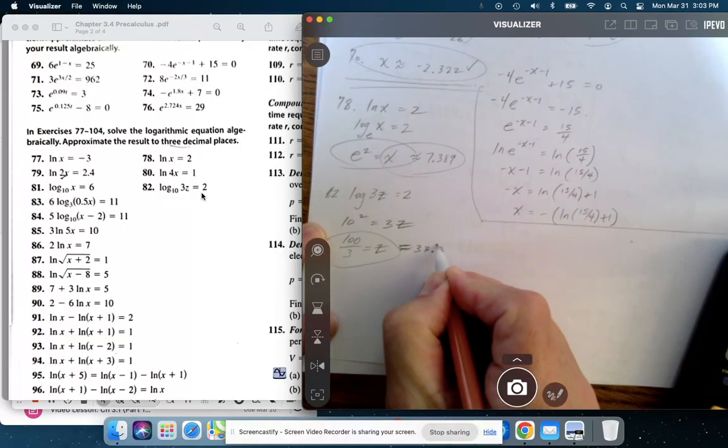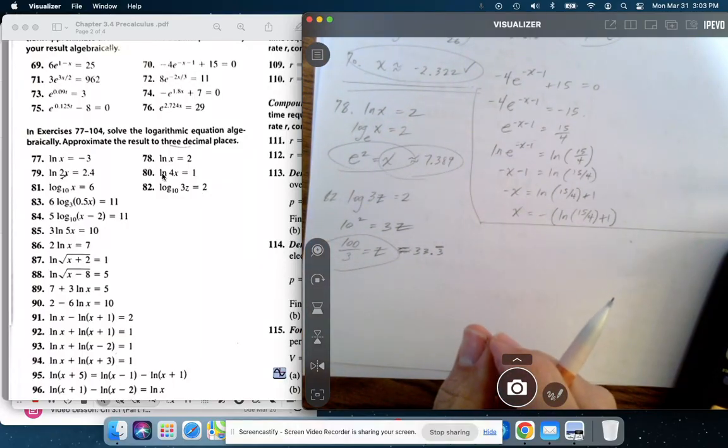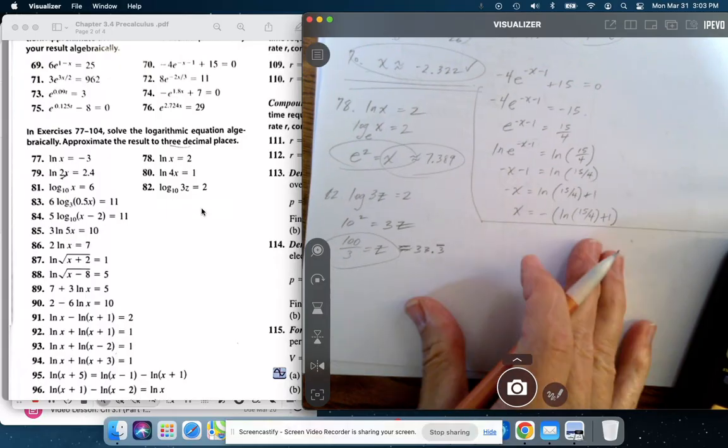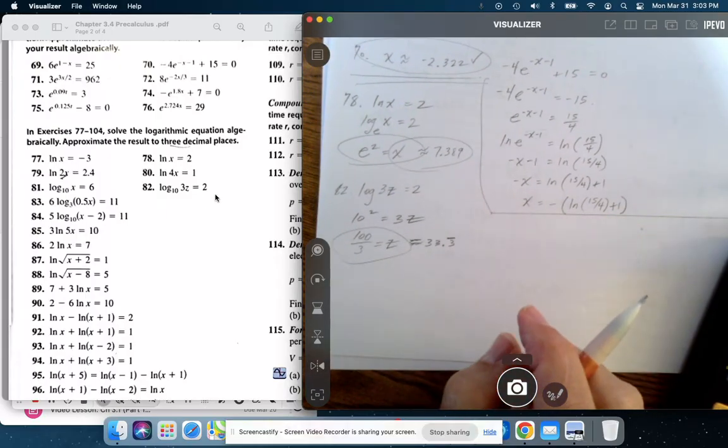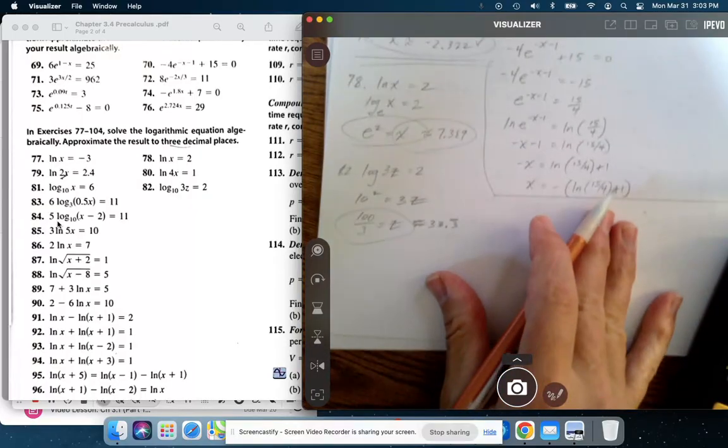So it's exactly 33.3 repeating. No need to round, right? I don't have to approximate it. That's an exact answer. Did I do that right? Yeah, 10 to the 2 equals 3z. Yep, that should be right. Okay, let's look at 84.